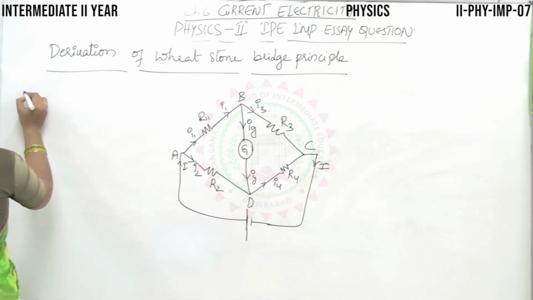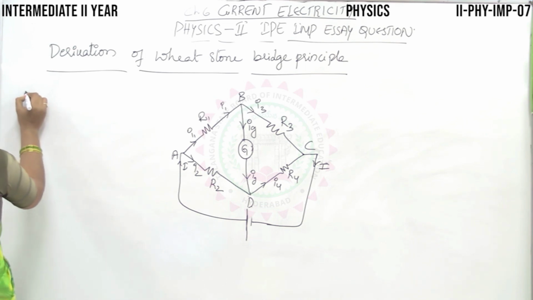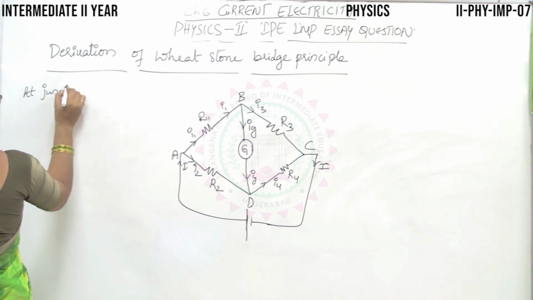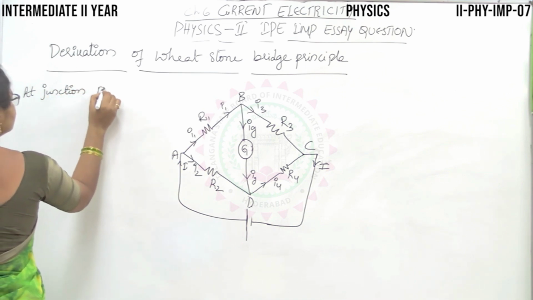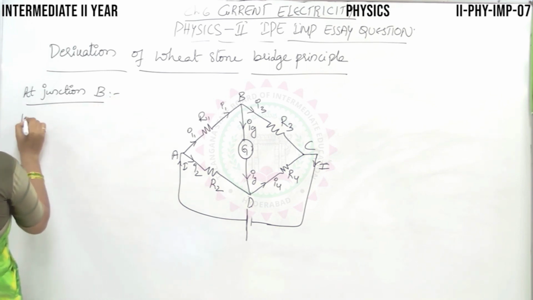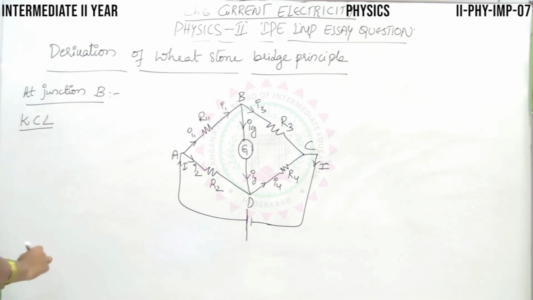So, first, we shall apply Kirchhoff's current law at junction B.